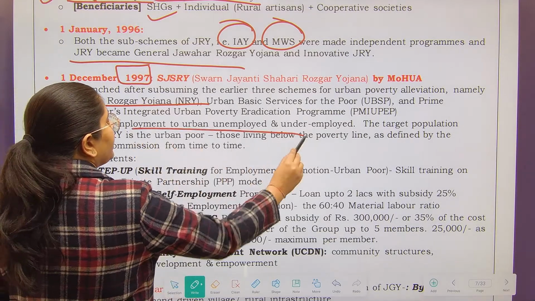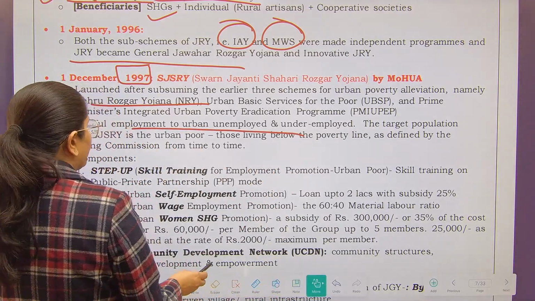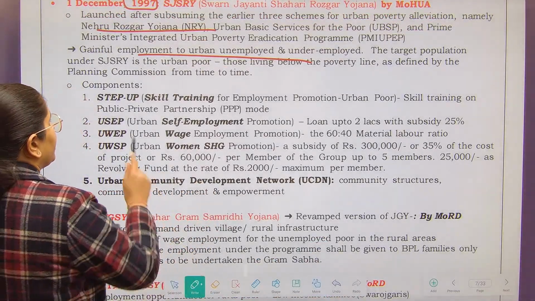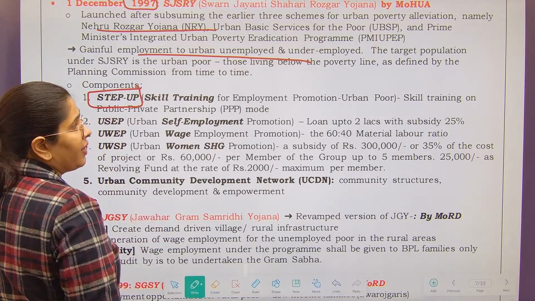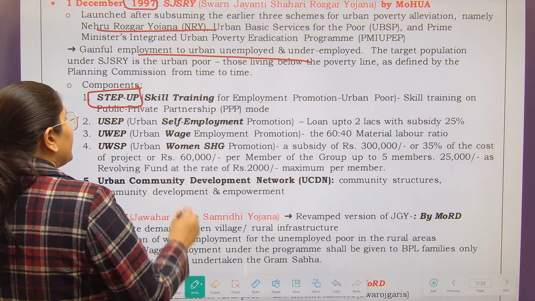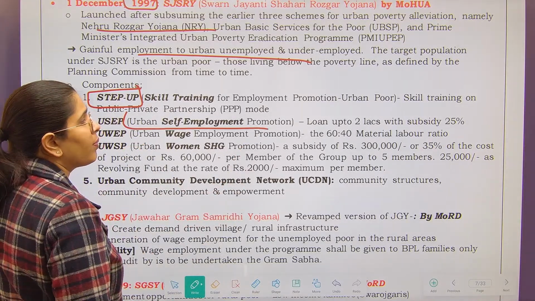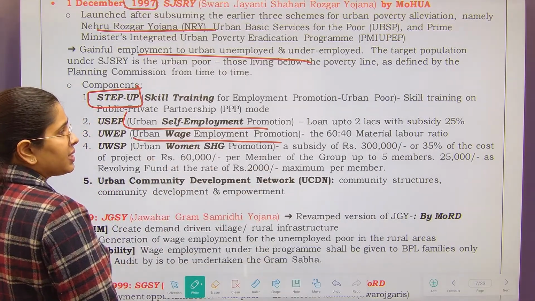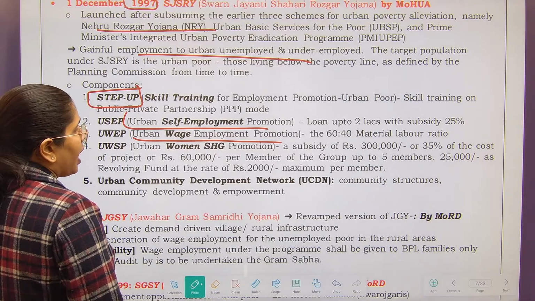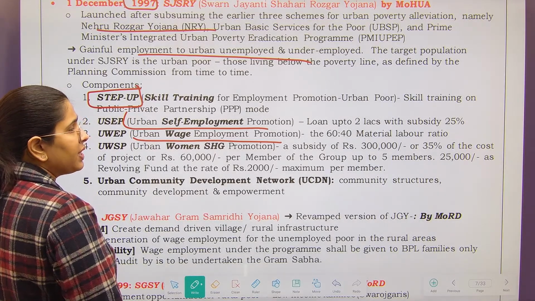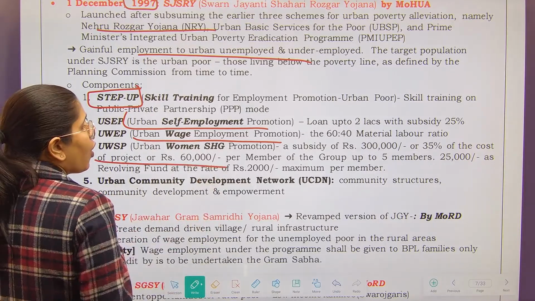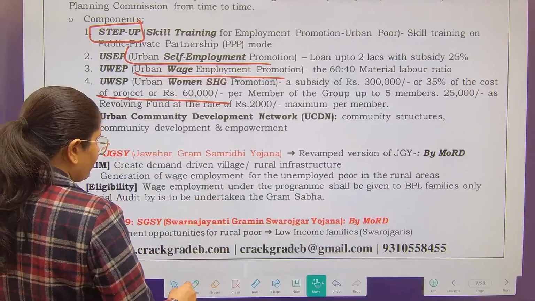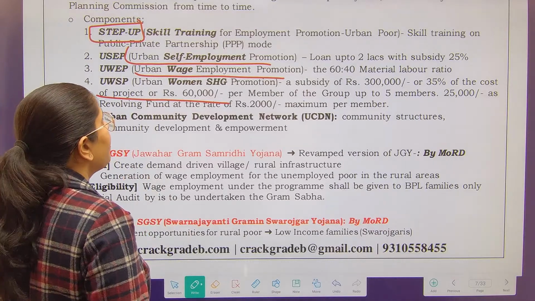Here they wanted to provide the urban unemployed and underemployed the help so that they are eligible to take up employment. The components were: step up, skill training for employment promotion for urban poor. Next is urban self-employment promotion, loan up to 2 lakhs with subsidy of 25%. Urban wage employment promotion by having a 60-40 material labor ratio, and urban women SHG promotion, so that a subsidy of 3 lakh or 35% of the project was given to members of the group up to 5 members, and 25,000 for revolving fund at the rate of 2,000 maximum per member.